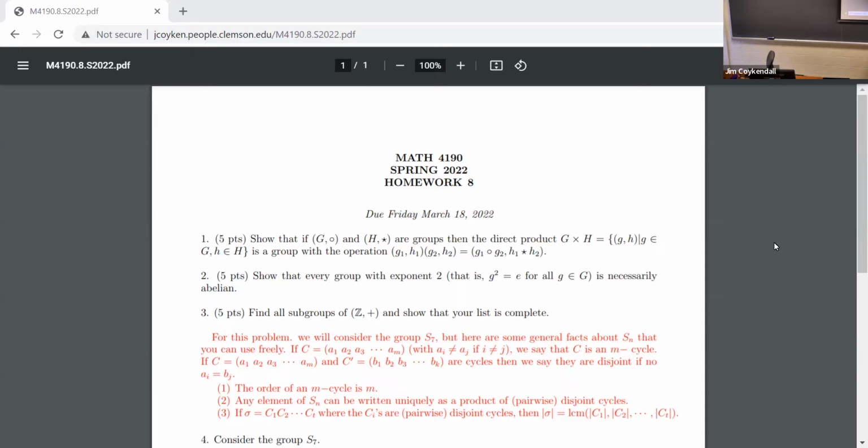Any group with exponent 2 is automatically abelian. That is, ab equals ba for any pair of elements in there. This is not true for any number bigger than 2, but for 2, it's magic.